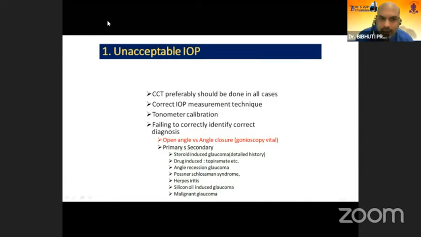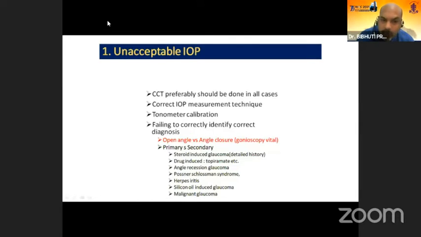Now, why this unacceptable IOP? A lot of physicians are still not using CCT in their routine practice. CCT is very important, more so when we are treating a case of low tension glaucoma or ocular hypertension. The correct IOP measurement technique has to be employed. We see a lot of patients being put on a treatment protocol based on a single IOP reading. That needs to be rectified. We also use tonometers which are not calibrated, and that is going to give a false IOP.